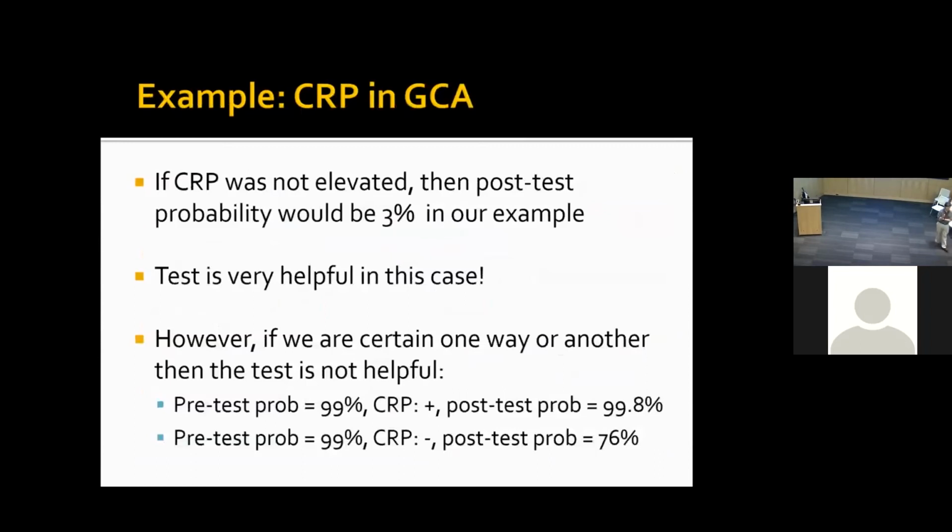If the CRP was not elevated, then the post-test probability would have been 3% in our example, if you go back and do the math. So the test was super helpful in this case. However, if we are certain one way or another already, the test doesn't help us. If I'm already convinced that you have disease, and then I run the test and it's positive, I'm still convinced you have disease. And if I'm wholly convinced and I run through the math and it's negative, you still have a 76% probability of having disease. I would still treat you. So it's not as helpful when your mind is made up.